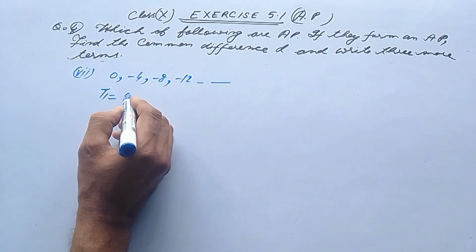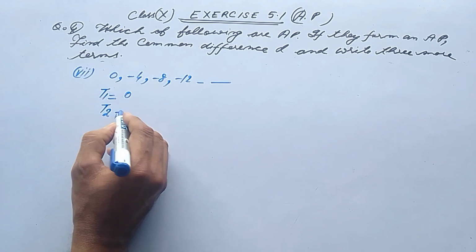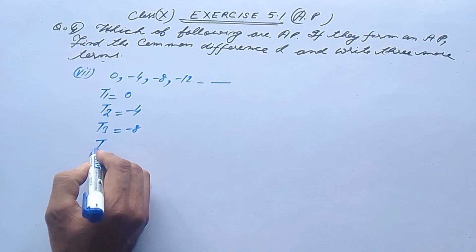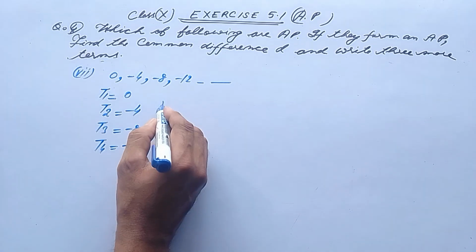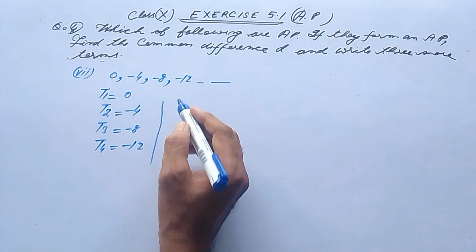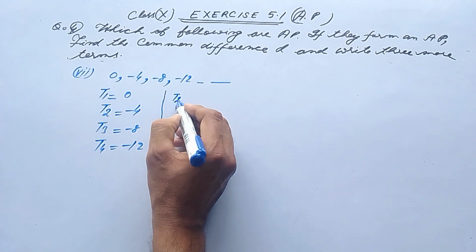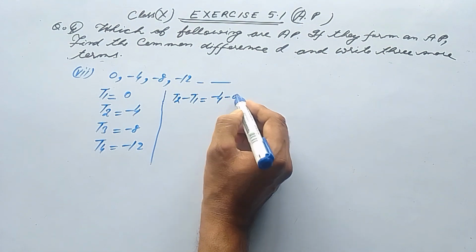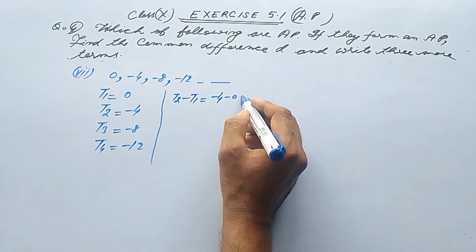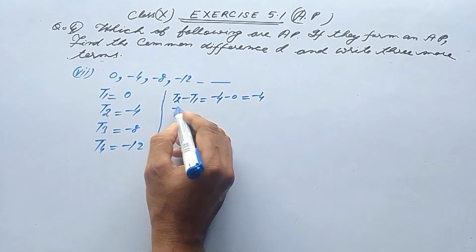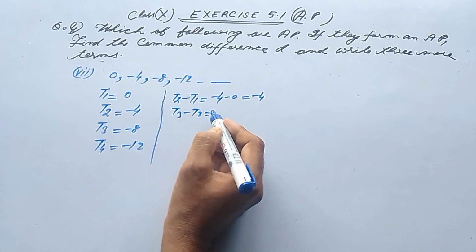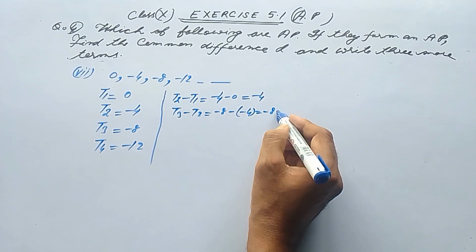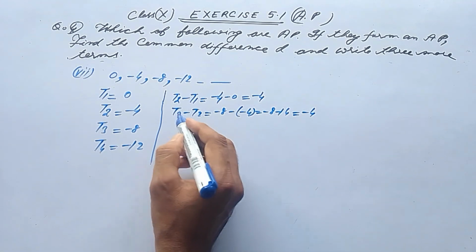T1, that is 0, that is first term. T2, that is -4. T3, that is -8, and T4, that is -12. Now T2 minus T1, we have T2 that is -4 minus T1 that is 0. T2 minus T1 that is -4. T3 minus T2, T3 क्या है -8 minus T2 क्या है -4. We have -8 plus 4 equivalent to -4.